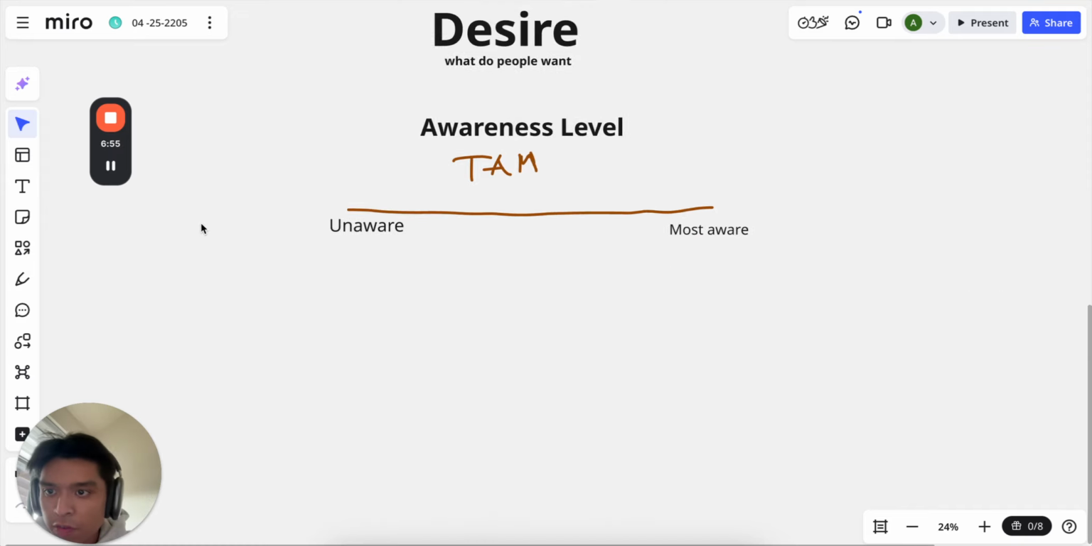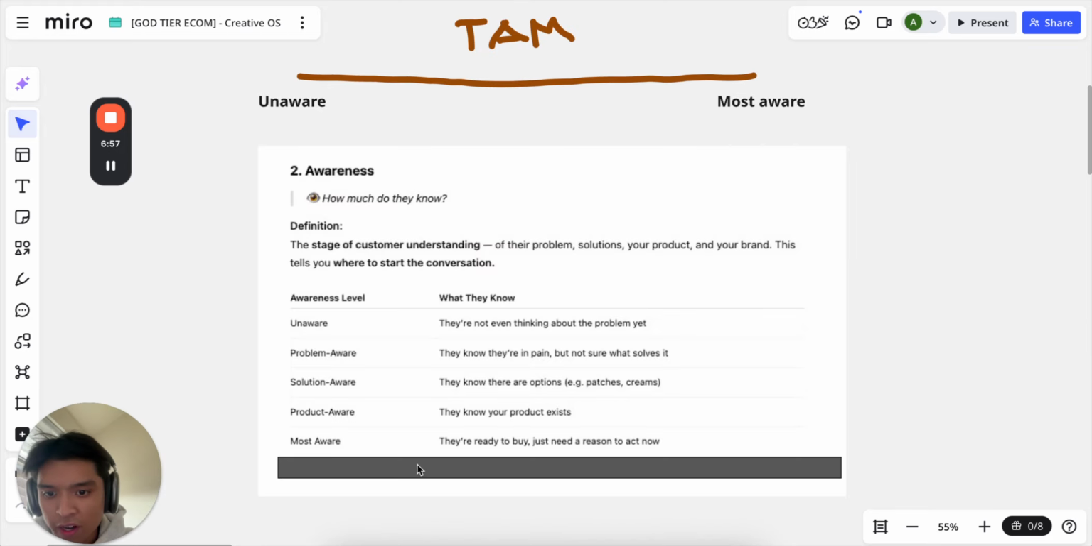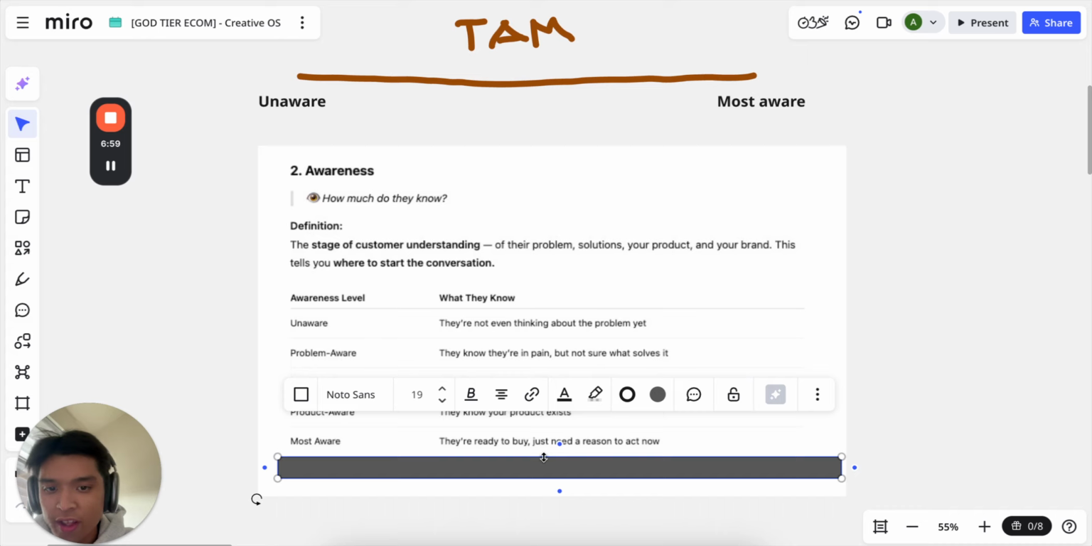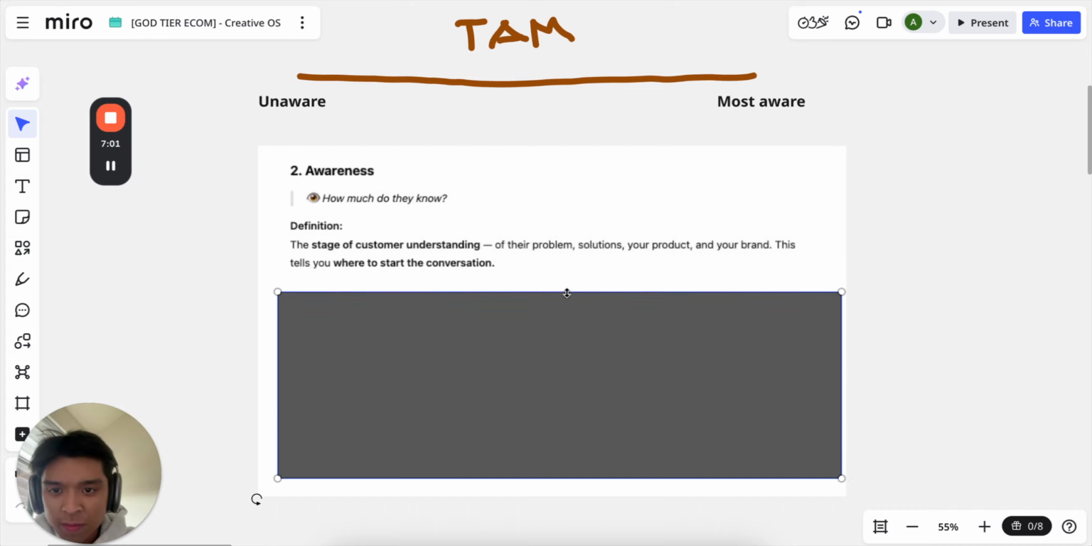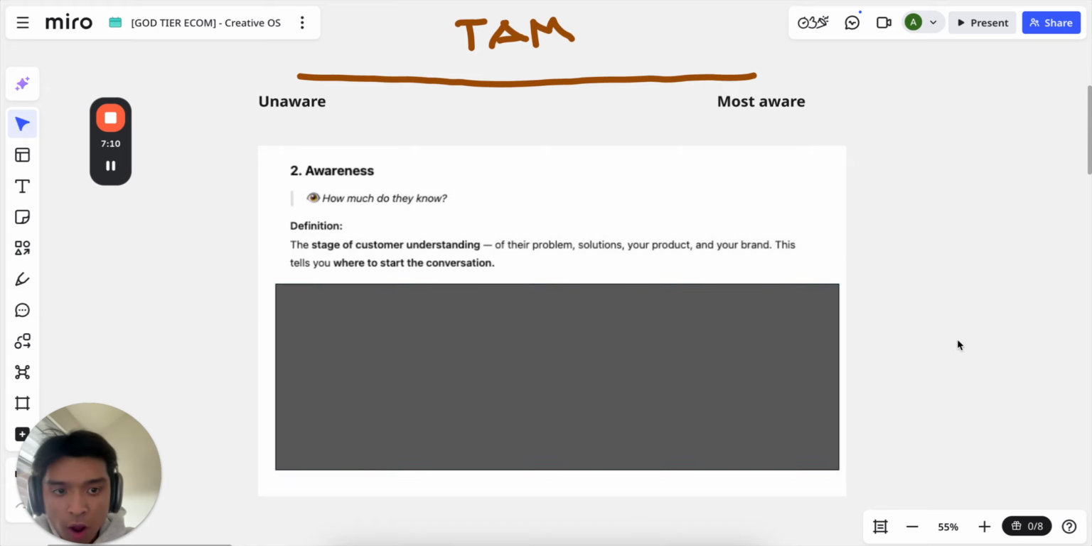Okay, wait, let me pause the video. I just grabbed a very quick diagram that explains awareness in a much more eloquent and logical way than I ever could. But essentially the awareness level is how much they know about your product. It's the stage of customer understanding, and this tells you where to start the conversation. So I'm going to walk through the example.